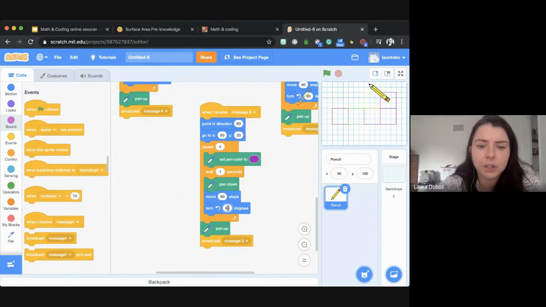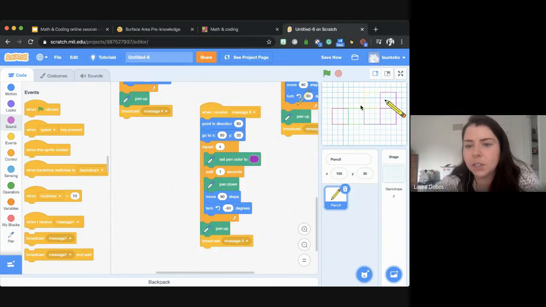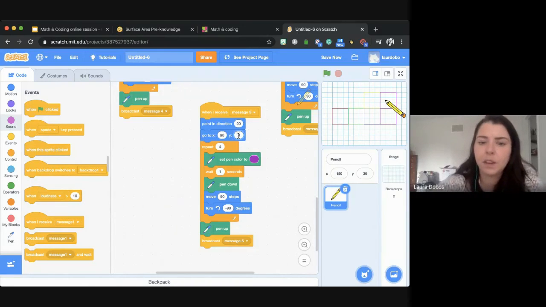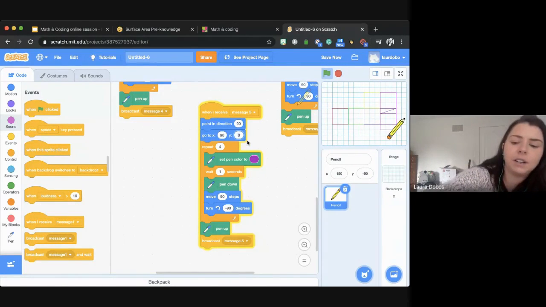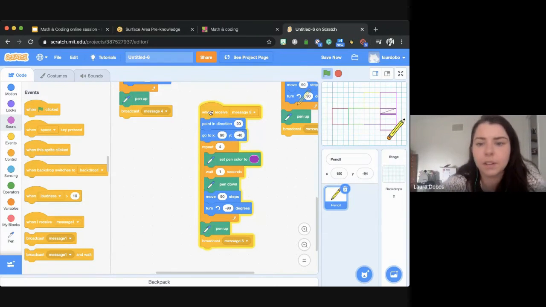There are different ways you could go about troubleshooting. I'd say the easiest one is to switch where you start. Right now we're starting right here at 90, 30. If we just switch our y coordinate, so if we start at 90 and 0, we're going to hit the spot that we want. Oh, sorry, not 30, 0, negative 40. I only took away 30. I'll also clear that.